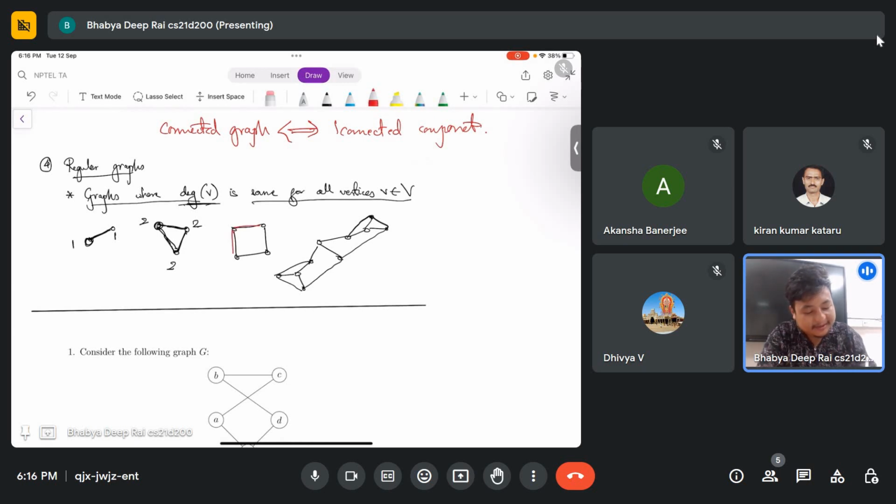Next, again you see that each of the vertices has 2 edges incident on it, so the degree is the same for all. Here let us check. Can you tell me if this graph is regular or not? In other words, can you check whether the graph has the same degree for each vertex or not?